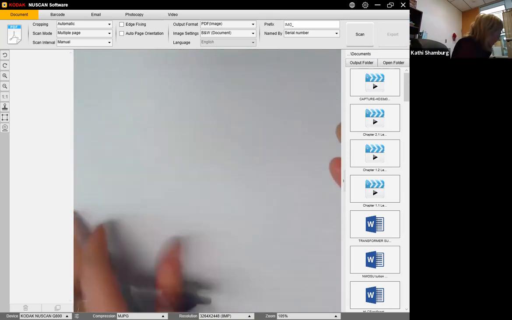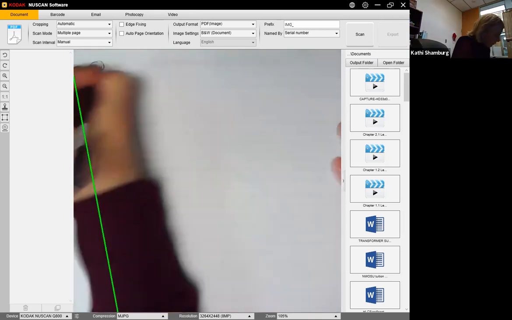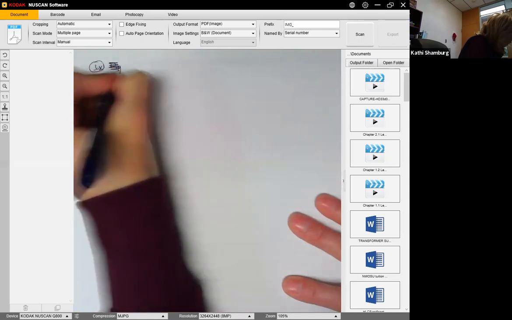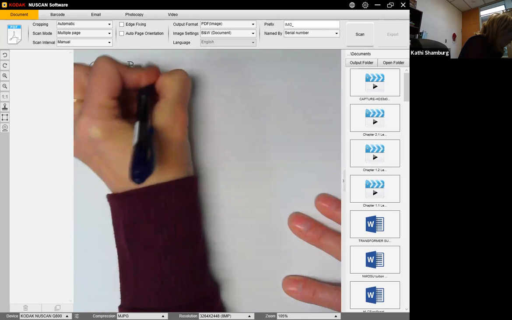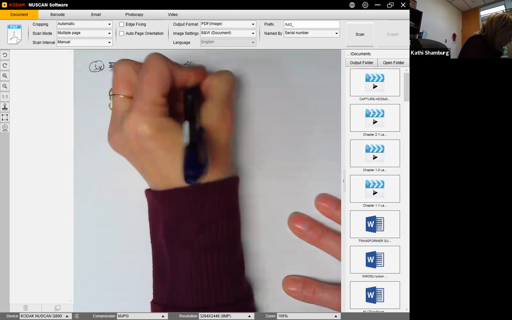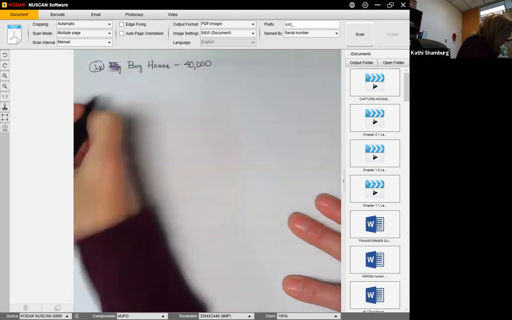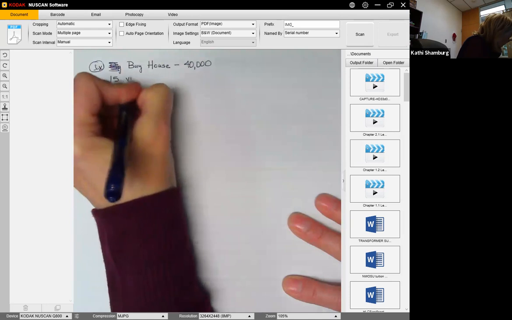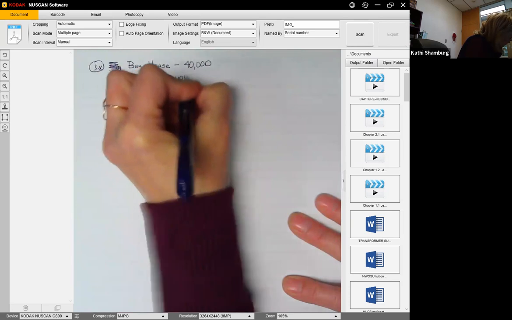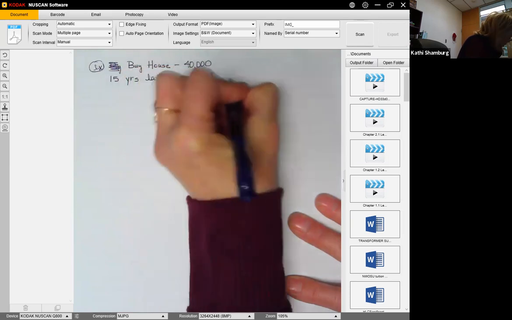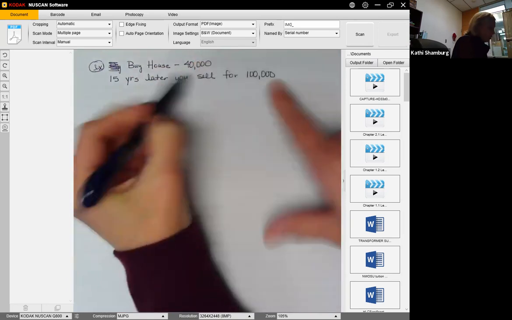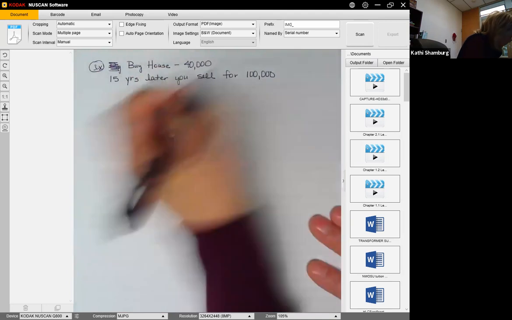Okay, another example. You're going to buy a house. Whoops, can't spell buy this morning. And you purchase this house for $40,000. 15 years later, you sell for $100,000. So good deal, went up in value.